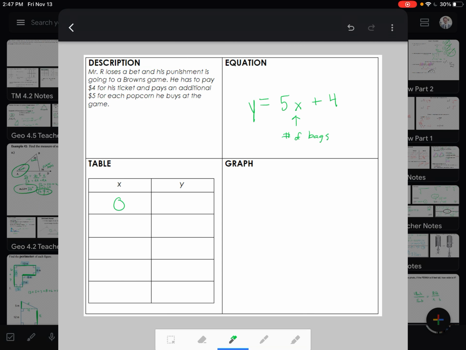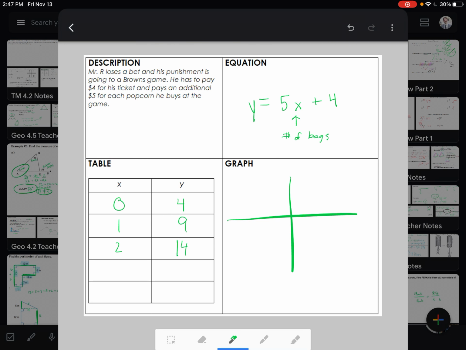So if I don't buy any popcorn at all, I just pay for my ticket, or I just pay $4. But if I buy 1 bag of popcorn, I'm going to pay an additional $5, so it goes up. So that's the idea of going from our table: it goes up by a jump of 5 every time. We're seeing 1 more bag, $5 more. 1 more bag, $5 more. But again, that starting point is just a ticket.